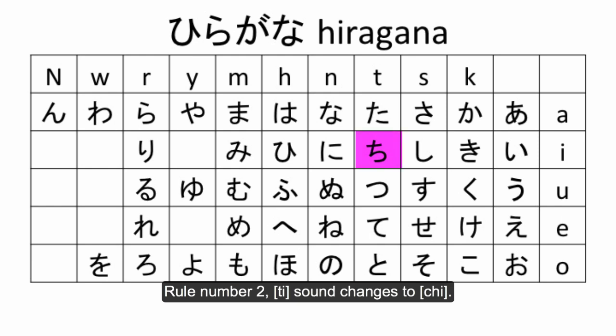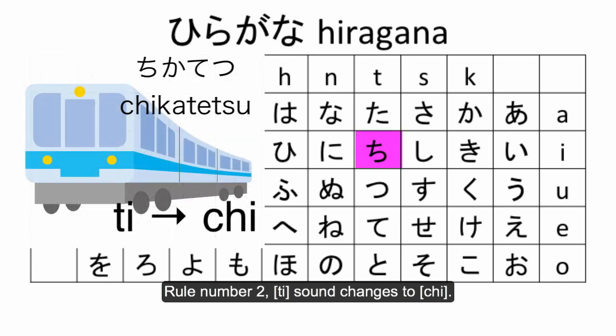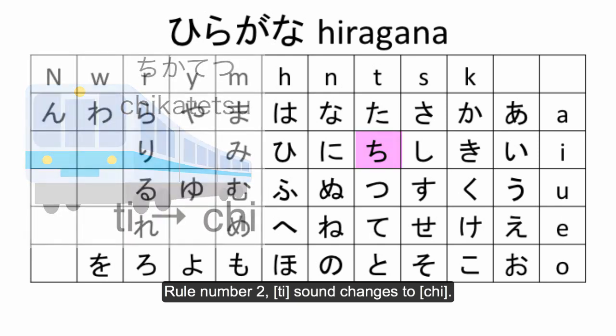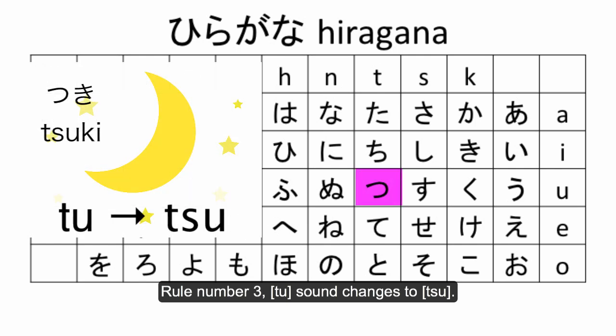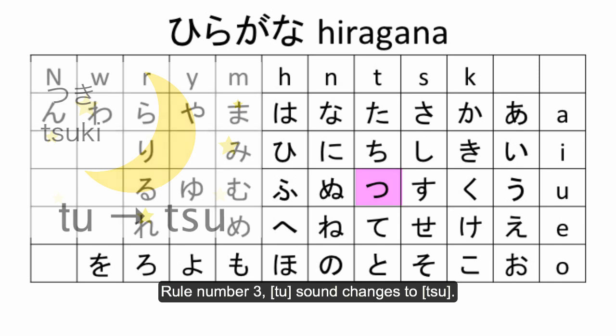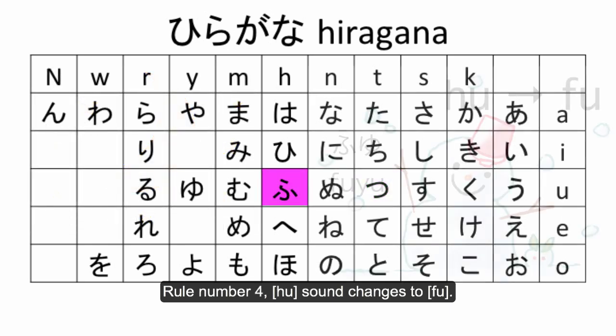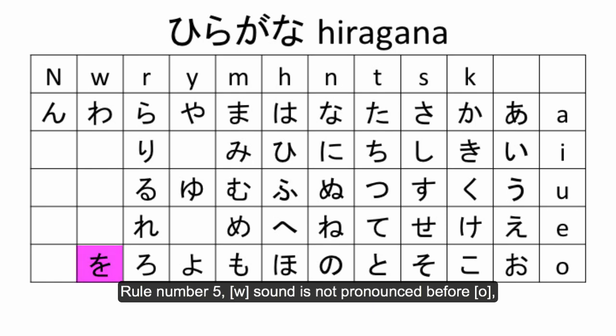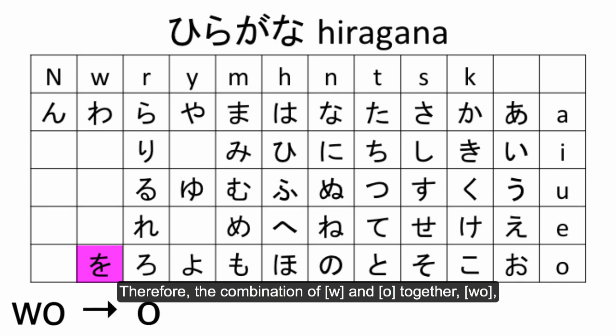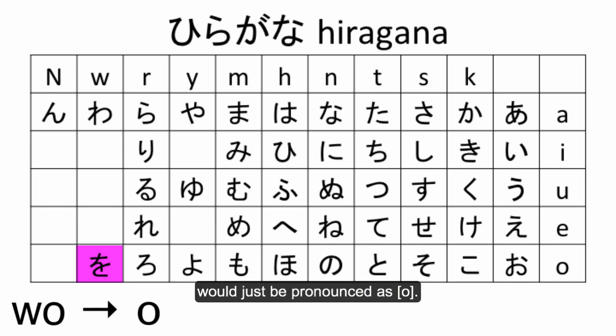Rule number 2, ti sound changes to chi. Rule number 3, tu sound changes to tsu. Rule number 4, hu sound changes to fu. Rule number 5, W sound is not pronounced before O. Therefore, the combination of W and O together, wo, would just be pronounced as o.